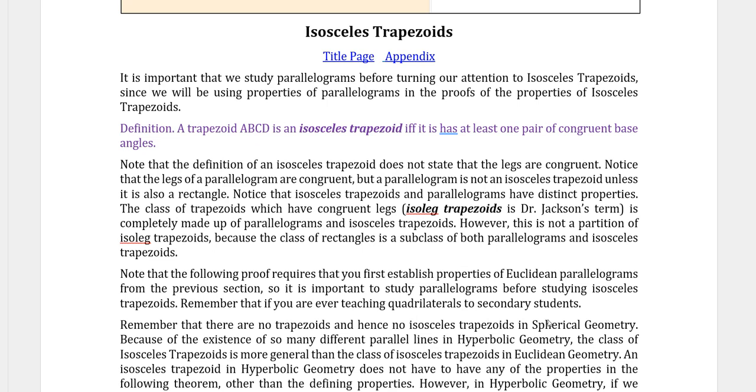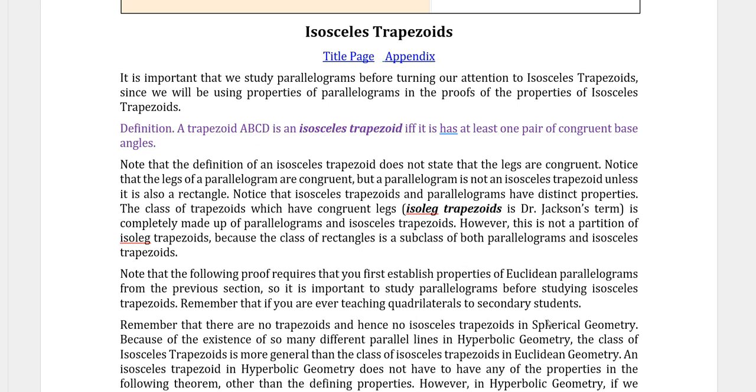In this video, we're going to look at isosceles trapezoids. By the way, it's important we study parallelograms before turning our attention to isosceles trapezoids because we're going to be using some properties of parallelograms in the proofs of the properties of isosceles trapezoids. So by definition, a trapezoid ABCD is an isosceles trapezoid if and only if it has at least one pair of congruent base angles. Notice it doesn't say anything about the legs being congruent. We'll actually prove that.